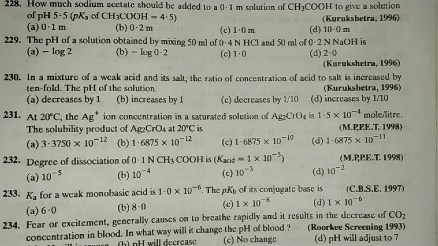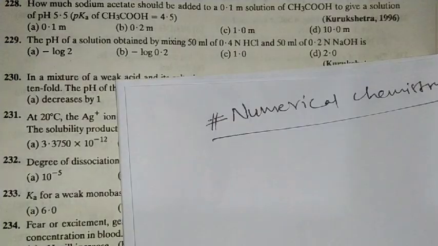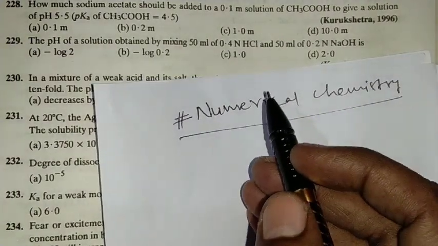As per my textbook, look at question 228. How much sodium acetate should be added to a 0.1 M solution of CH3COOH to give a solution of pH 5.5? pKa of CH3COOH equal to 4.5. So we shall do this question on another page.